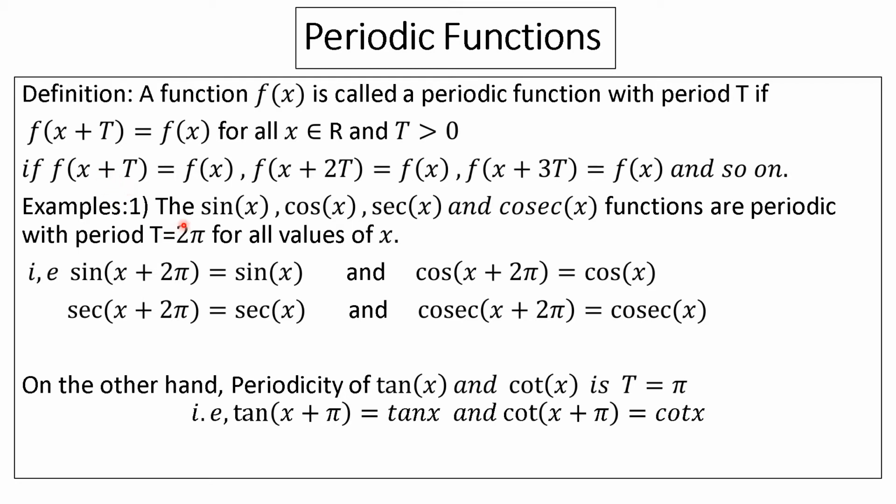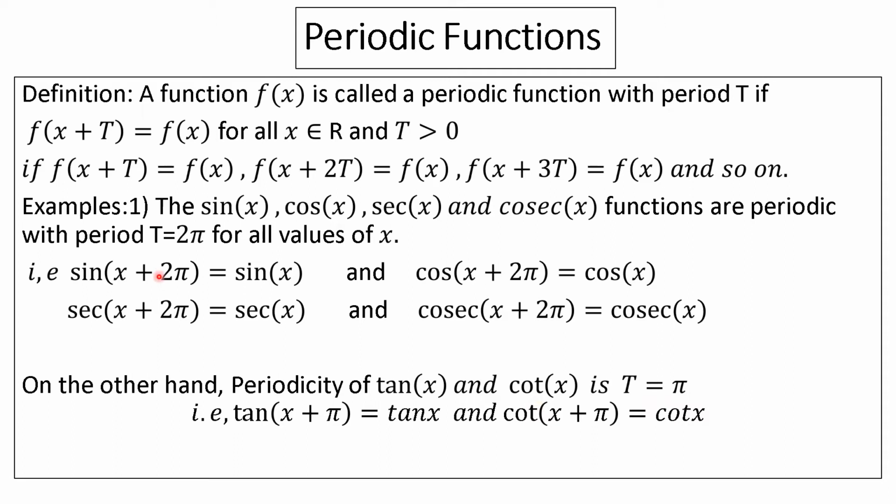See here, sin x, cos x, secant x, cosecant x are all periodic functions with the period 2 pi. On the other hand, tan x and cot x are periodic functions with the period pi.